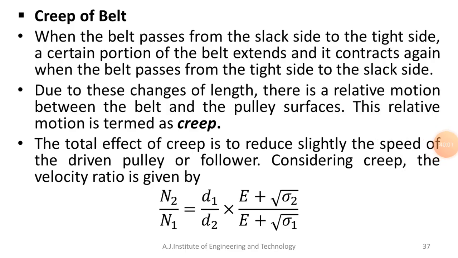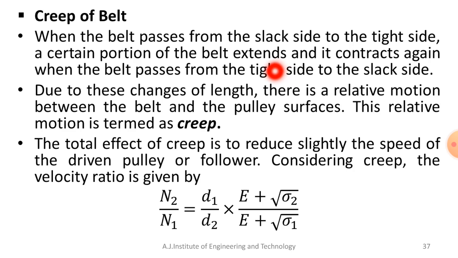Now coming to one more phenomenon that commonly occurs in the belt, we call it creep. Creep is when the belt passes from the slack side to the tight side. You already know the belt passes from one side to another side. A certain portion of the belt extends and it contracts again. So there will be expansion and contraction. When the belt passes from the tight side to the slack side, there will be tension as well as compression in the belt. So a certain portion of the belt extends.